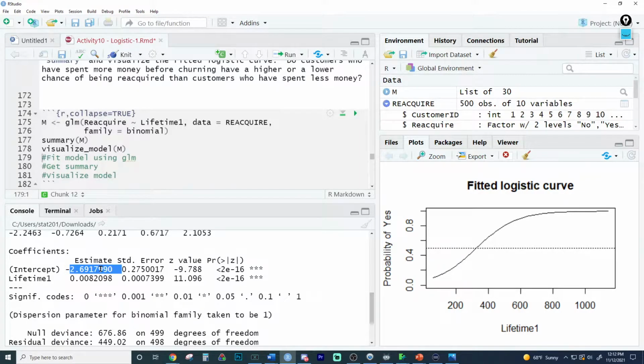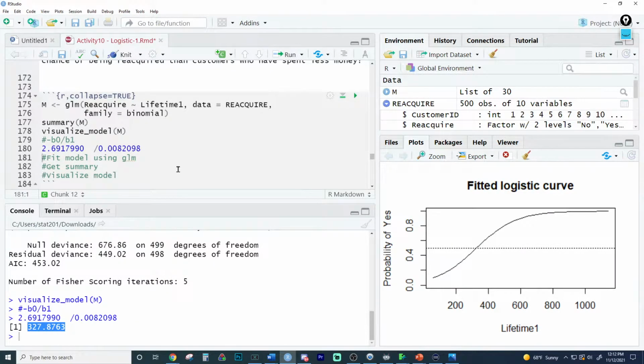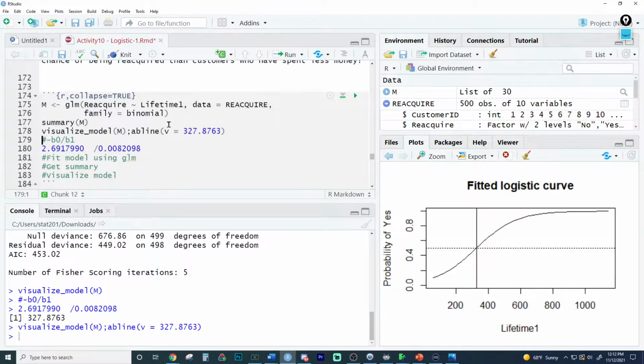So this is the point at which we flip to the level of interest. And I do want to make note of this. To find that, like you would on your homework, you take the negative intercept over the slope and just divide them. And that point at which someone would switch is right there. And we can show this by going ab line and putting a vertical line right there. And you'll see it, that's the point at which someone would switch after they've spent this much more money over their lifetime.